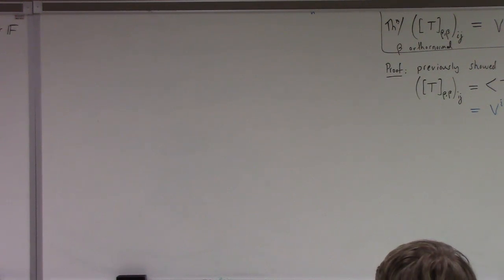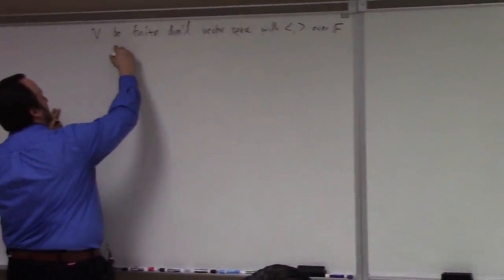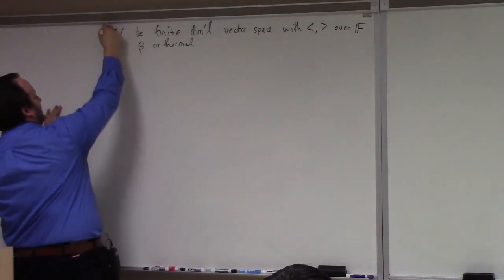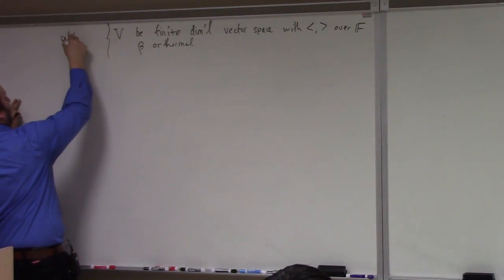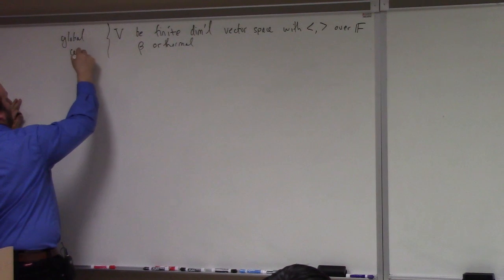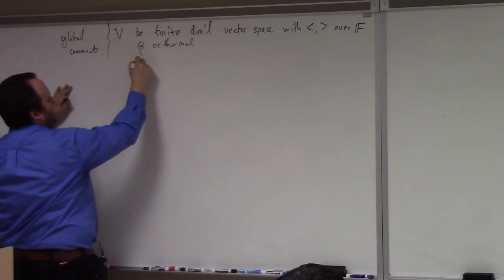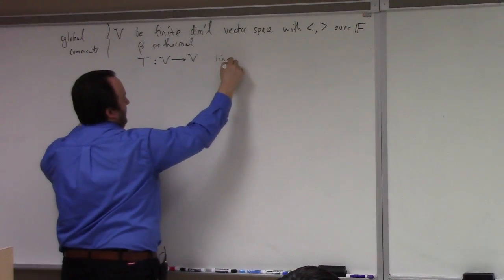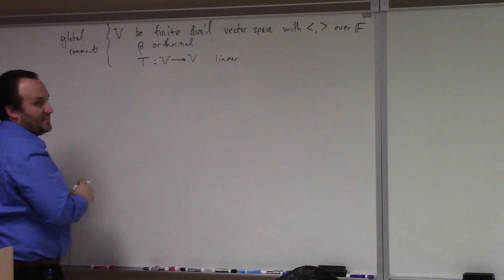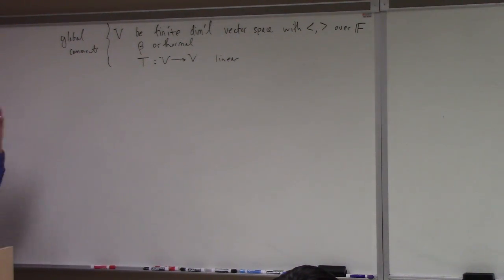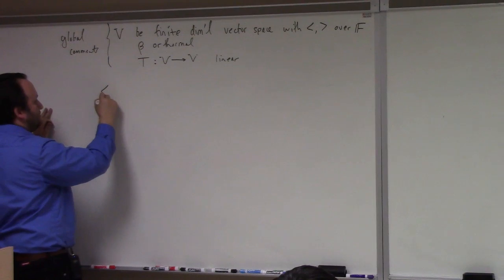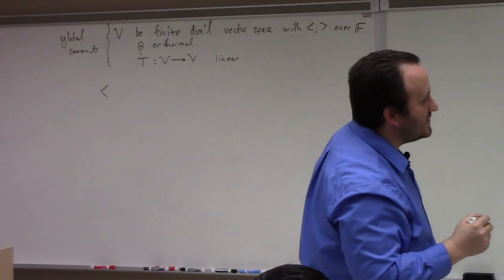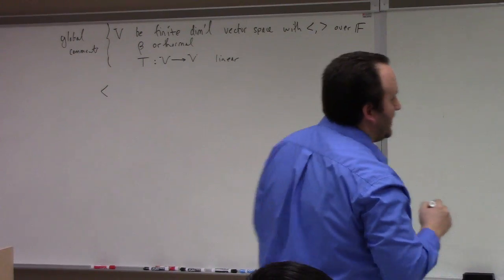Let's see here. And I probably should put up here beta orthonormal just for the record. These are global comments. We also have that T from V to V is linear. These things I'm assuming everywhere, but I sometimes forget to write. All right. So let's calculate. I want to do T of x. Well, I should probably start with x comma T star y.